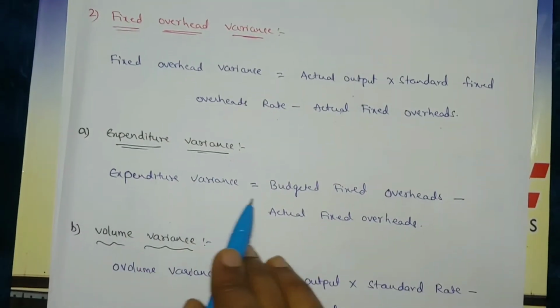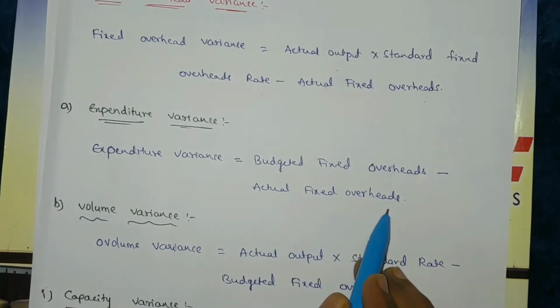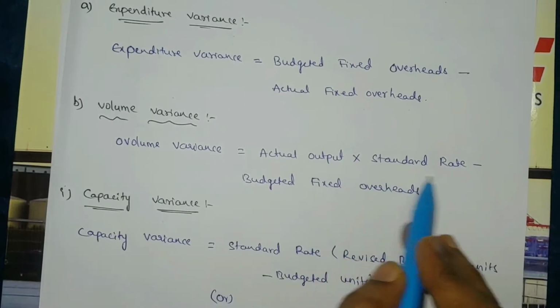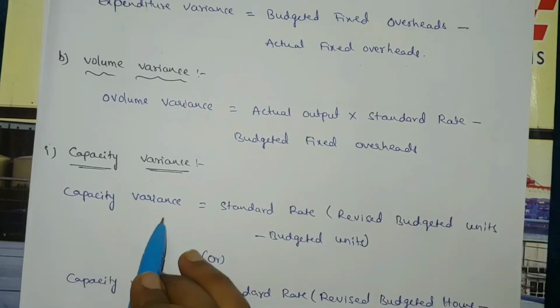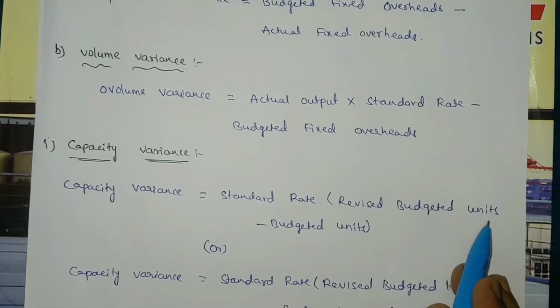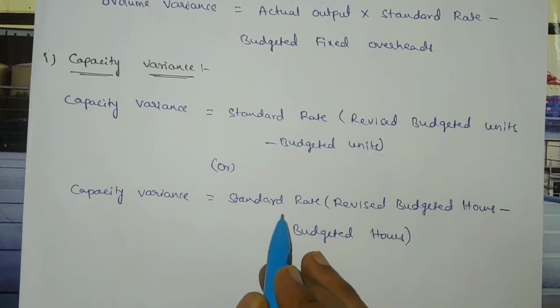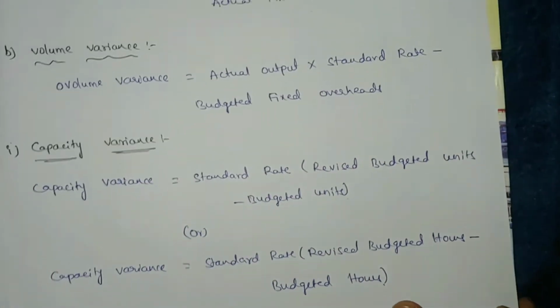Expenditure variance. Expenditure variance is equal to budgeted fixed overheads minus actual fixed overheads. Next, volume variance. Volume variance is equal to actual output into standard rate minus budgeted fixed overheads. Next, capacity variance. Capacity variance is equal to standard rate into revised budgeted units minus budgeted units, or capacity variance is equal to standard rate into revised budgeted hours minus budgeted hours.